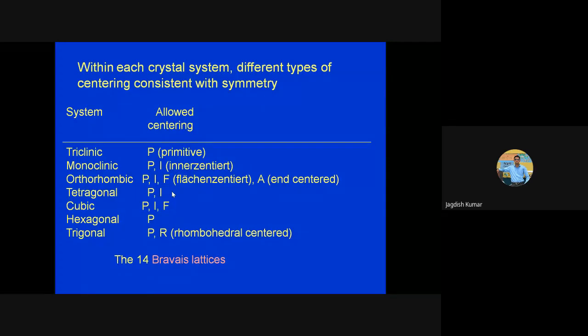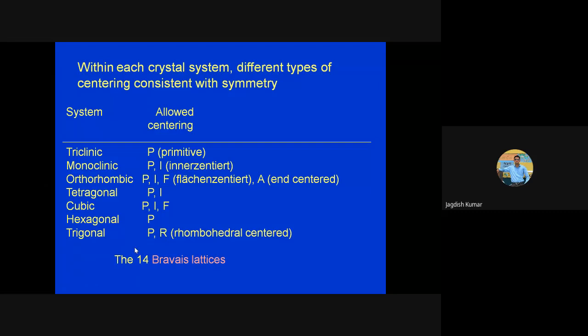So if you count all of them, this is 1, 2, 3, 4, 5, 6, 7, 8, 9, 10, 11, 12, then 1 for hexagonal, 13 and 14. There are total 14 Bravais lattices. That's what we call.